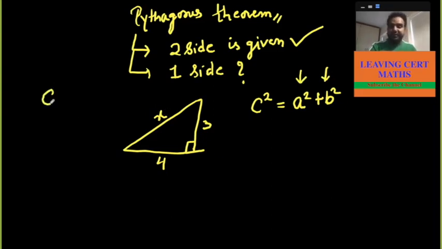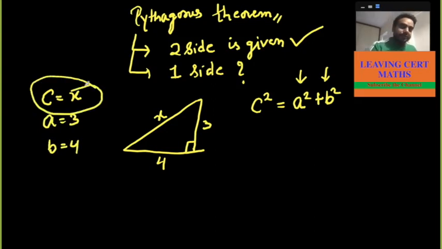So for this equation, what is my c? First find c. What is your c? Would it be x? No, c is always your hypotenuse. Okay, a you can take anyone, 3 or 4, it doesn't matter, because the only thing which matters is that the hypotenuse will come on this side. So can I write x square is equal to 3 square plus 4 square?